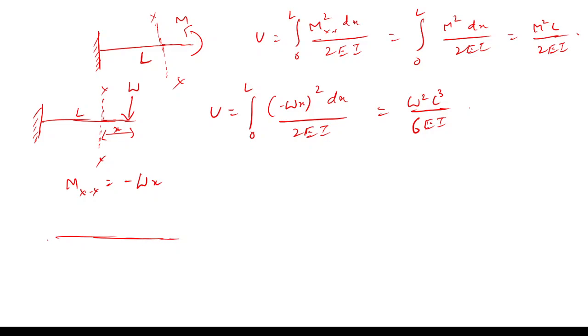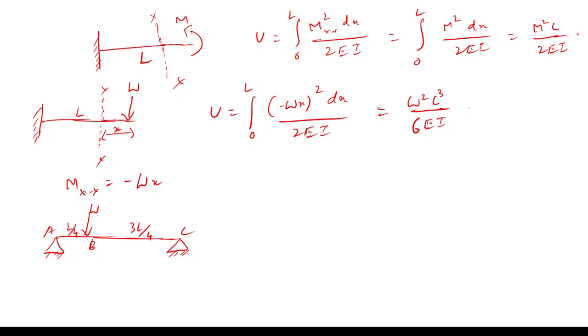I have a simply supported beam, and I have a load of W which is acting at a distance of L by 4 from one of the ends, and this is 3L by 4. Okay, so for this beam, can you find the strain energy? First of all, what should I do here? What procedure can I follow here?